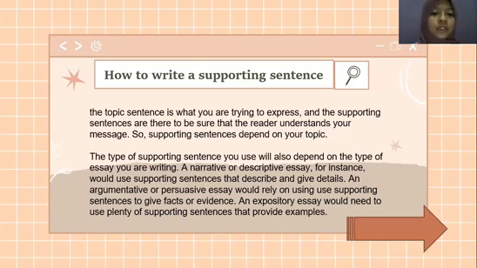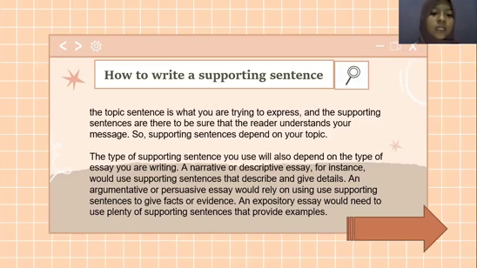How to write a supporting sentence. The topic sentence is what you are trying to express, and the supporting sentences are there to be sure that the reader understands your message. So supporting sentences depend on your topic. The type of supporting sentence you use will also depend on the type of essay you are writing.